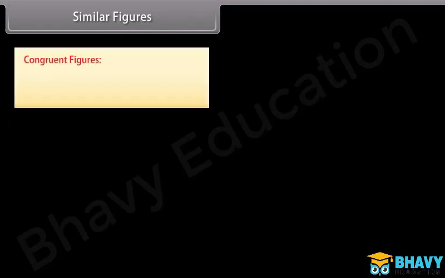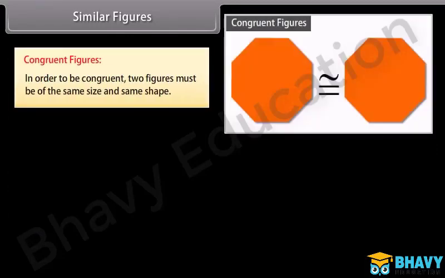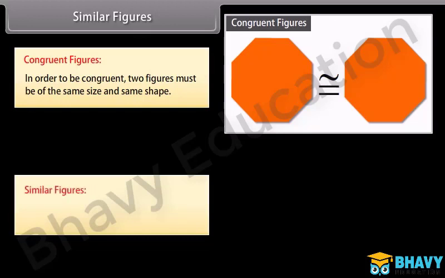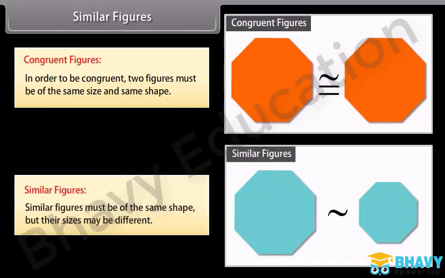Similar figures. Congruent figures. In order to be congruent, two figures must be of the same size and same shape. Similar figures. Similar figures must be of the same shape, but their sizes may be different. This is the symbol that means similar.